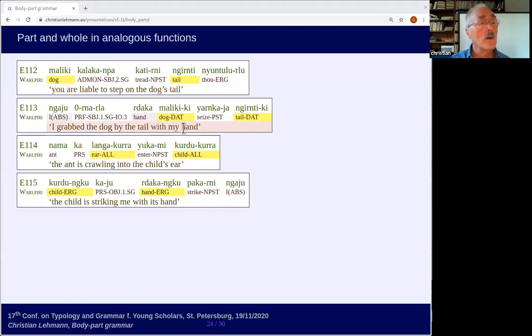This example is doubly complicated because on the one hand, you have my hand in the absolutive, but then the dog, since the verb is intransitive here, sees the dog in the dative and the tail in the dative. Then the ant is crawling into the child's ear, ear allative and child allative. And finally, the child is striking me with its hand, the child in the ergative and the hand in the ergative.